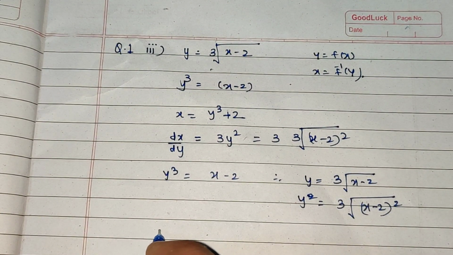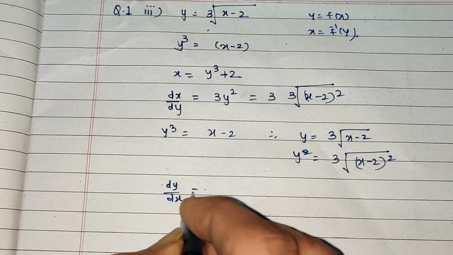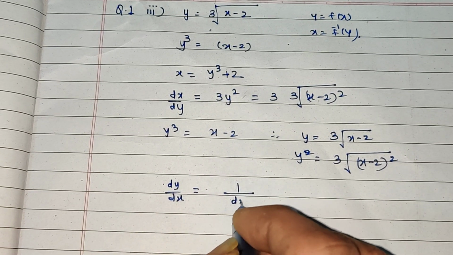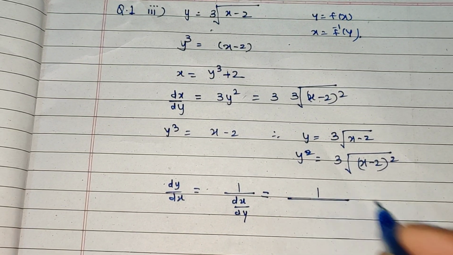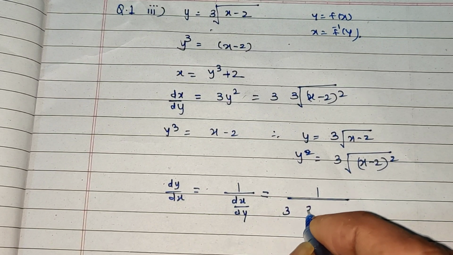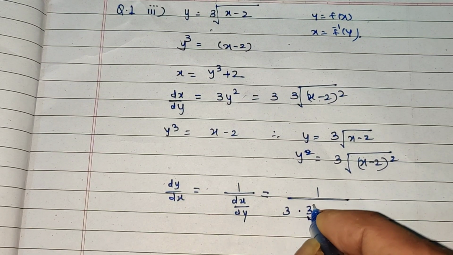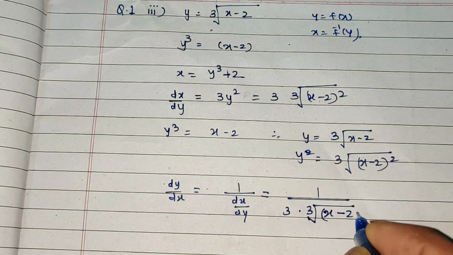Now dy by dx is equal to 1 upon dx by dy, which is 1 upon dx by dy, that is 3 (cube root of x minus 2) whole square.